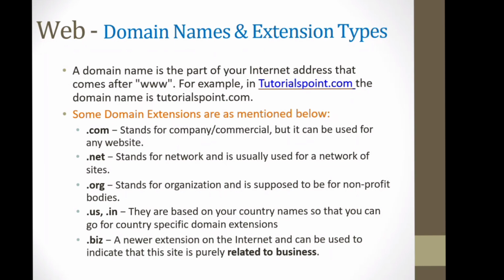.biz is for business, .ac is for academics, and .edu is for educational websites. Colleges normally have .edu or .edu.in. Universities have .ac. AC means academics. A university represents a group of colleges, so for that we have the extension .ac. Likewise we have different extensions.